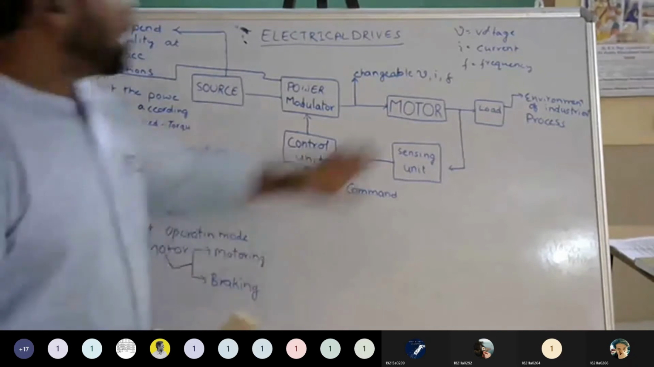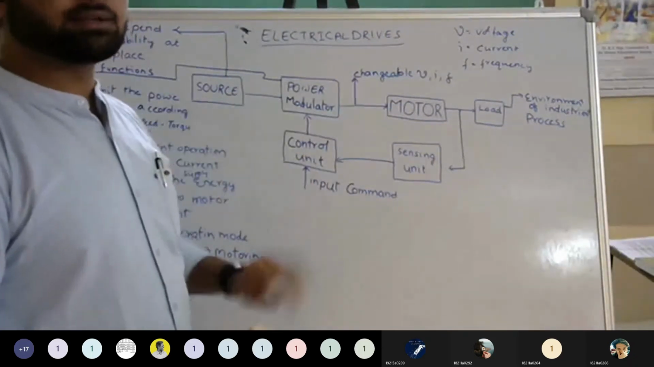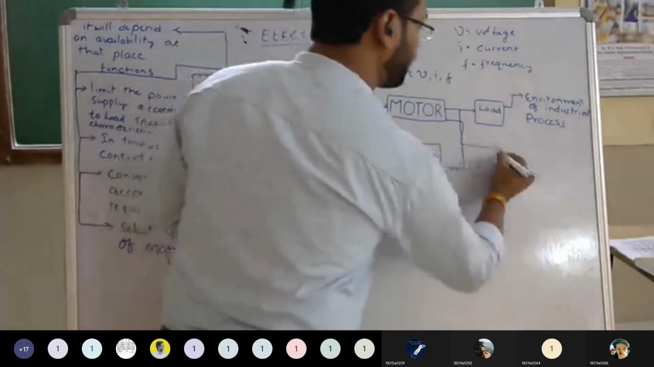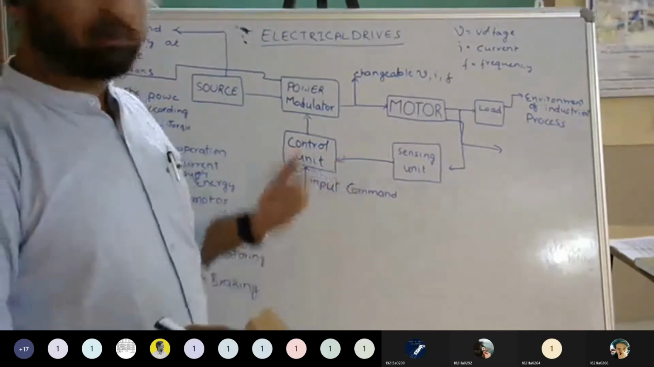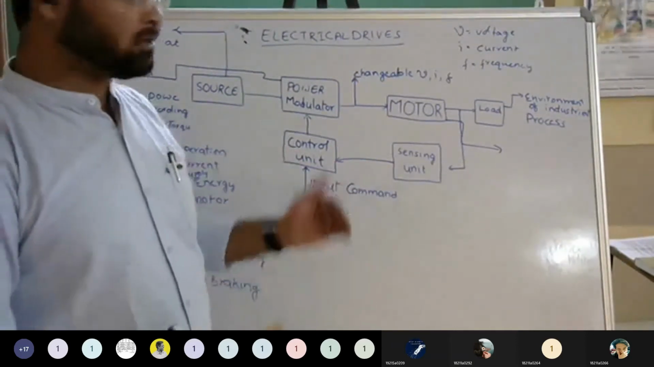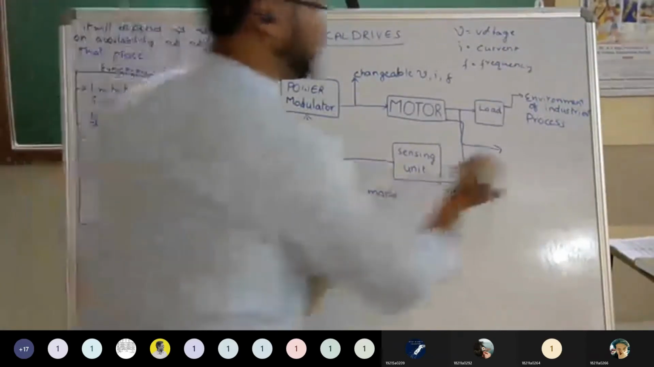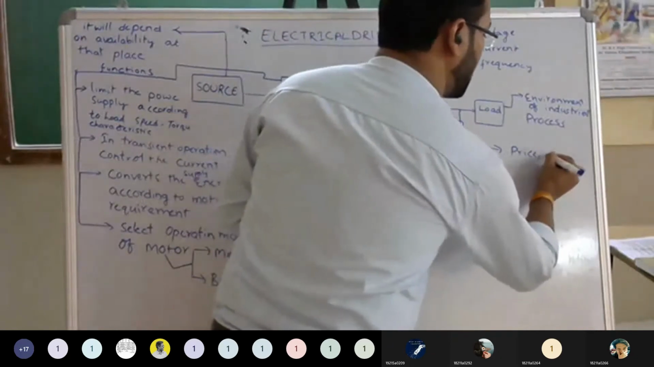Next one. How will we select the motor? Which motor do we have to select? What are the things we have to take care of? While selecting the motor, the first thing is to think whether availability is there or not. What is our budget? Is there any price we can compromise? So we can go with the price and availability.